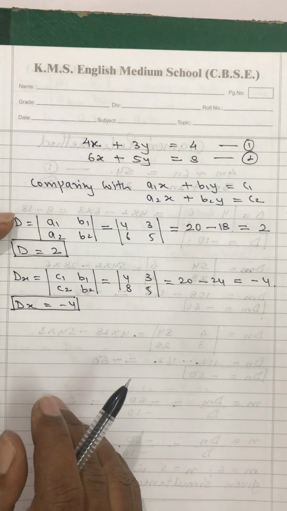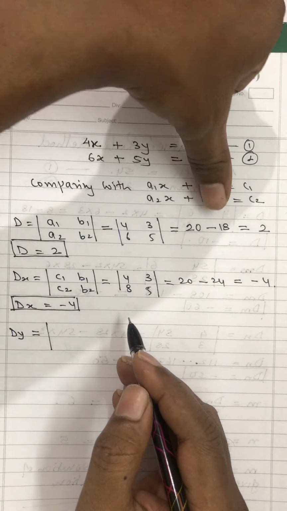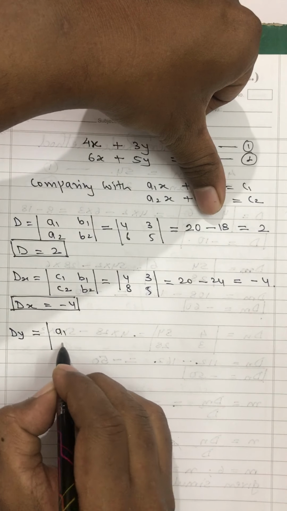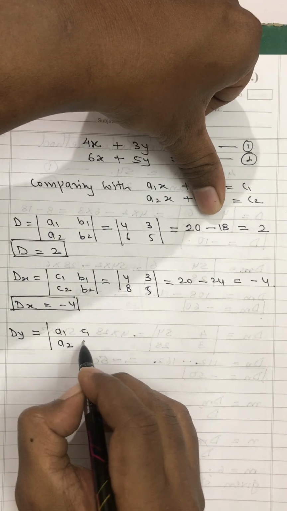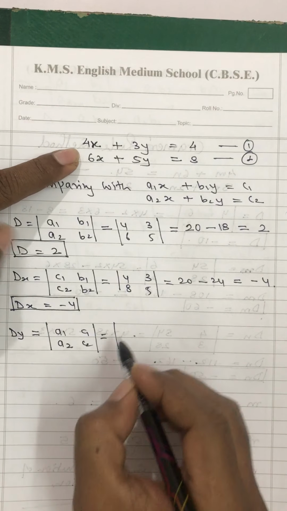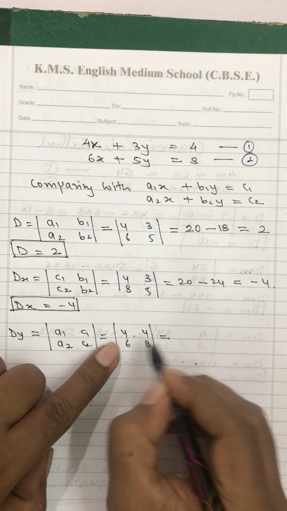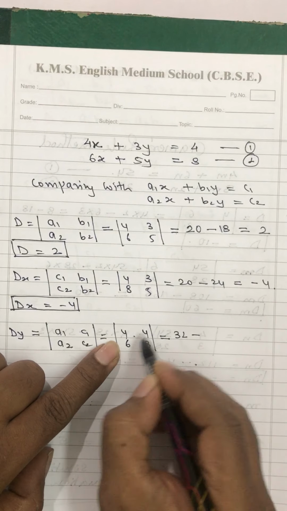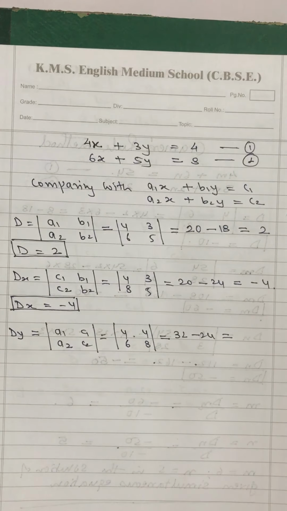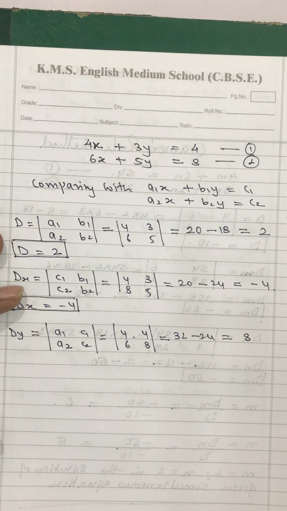Okay. So now going for dy. For dy we know that now we have to ignore the coefficients of y. You will take a1, a2 as in the arrangement, c1, c2. Now comparing over here, a1, a2 is 4, 6, c1, c2 is 4, 8. So now I can directly multiply: 4 8s are 32 minus 6 4s are 24. So this will give me 8. Fine. So now dy is equal to 8, positive 8.